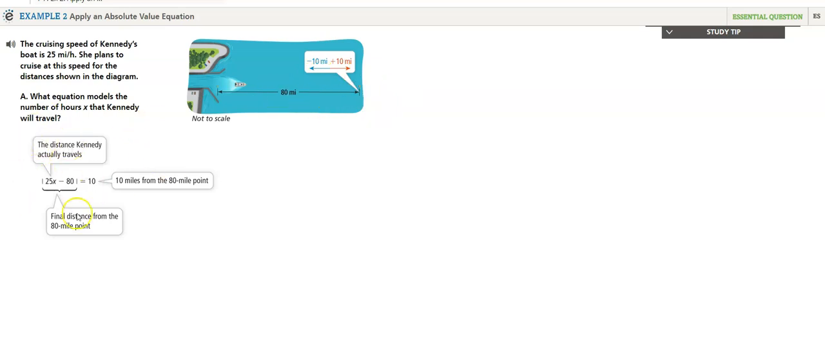So this equation is going to represent the number of hours that she's traveling. 25 times x is her speed, and x would be the hours. Take away the 80 miles. This would be the final distance point from the 80-mile point, and that's going to equal the 10 miles from the 80-mile point. So 10 miles either this direction to the right or 10 miles to the left. 10 miles positive or 10 miles negative. That's why we're using the absolute value sign, because it could be positive or negative 10.